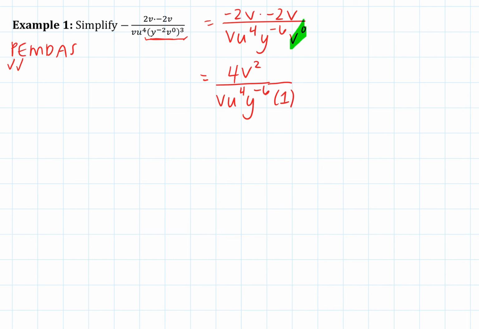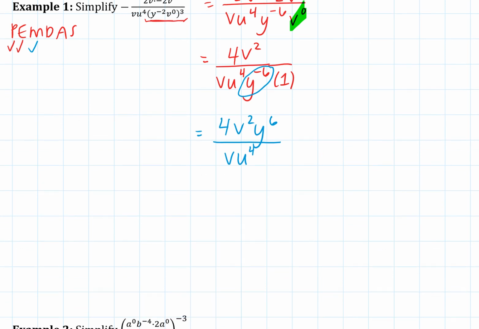Now, we notice that to make a negative exponent positive, we can just move it. So let's actually move this entire term. We'll have 4v squared y to the now positive 6th, since I moved it from the denominator up to the numerator. And then in the denominator, I have vu to the 4th times 1, which is just vu to the 4th. All right, I finished multiplying. I've made all of my exponents positive.